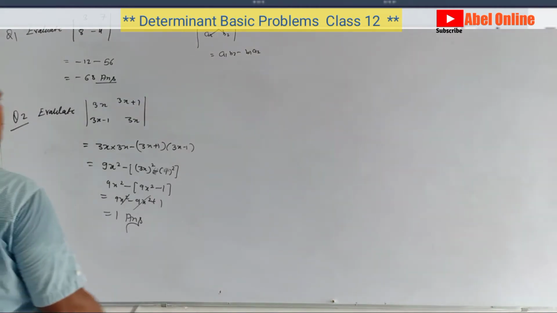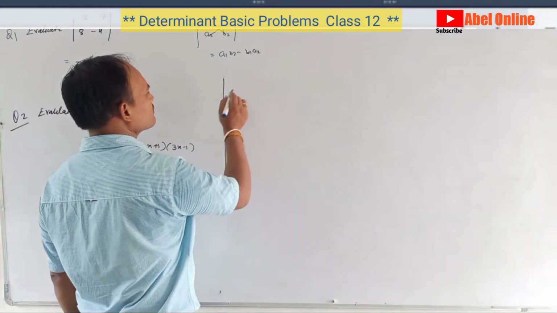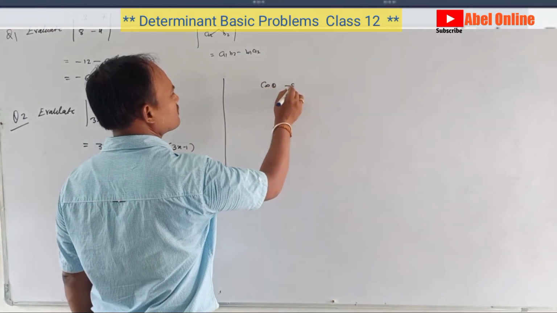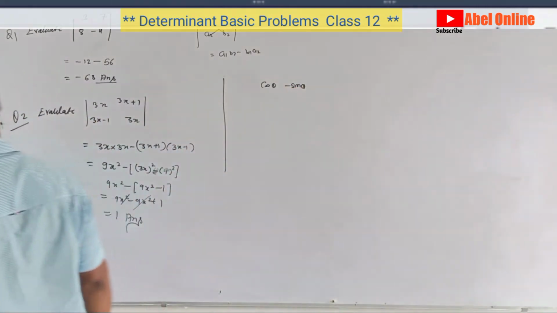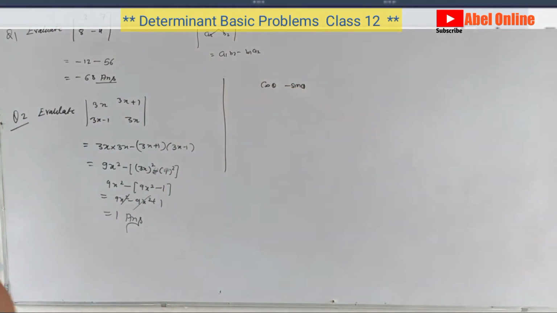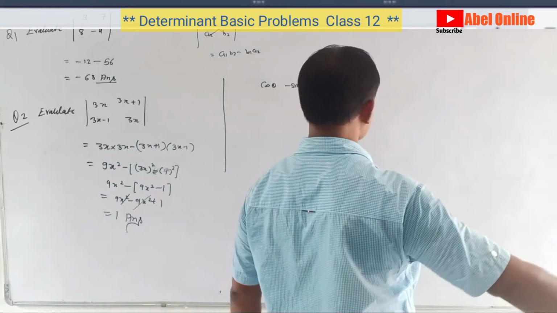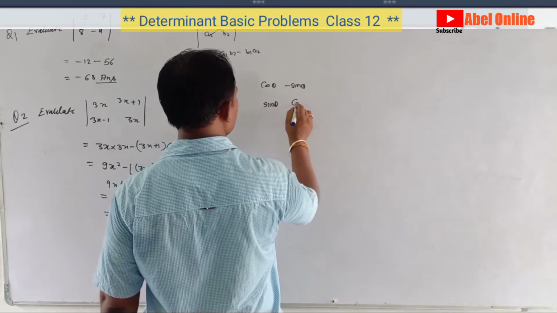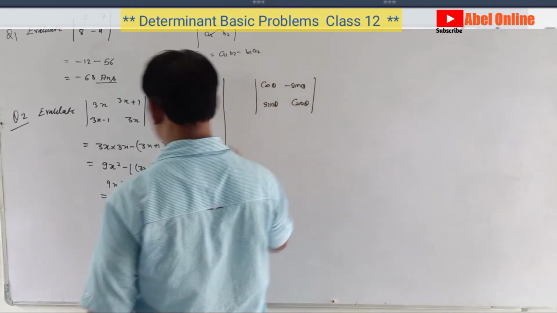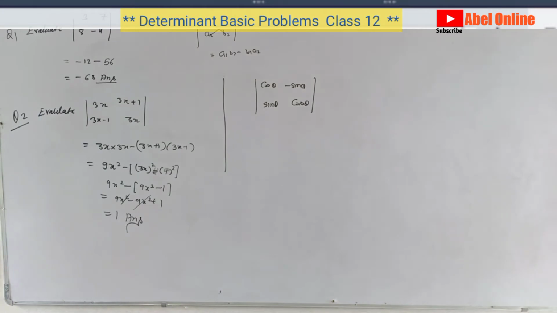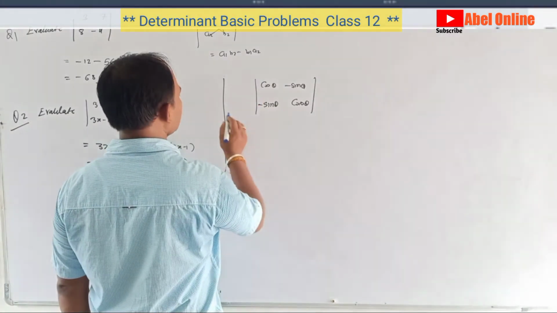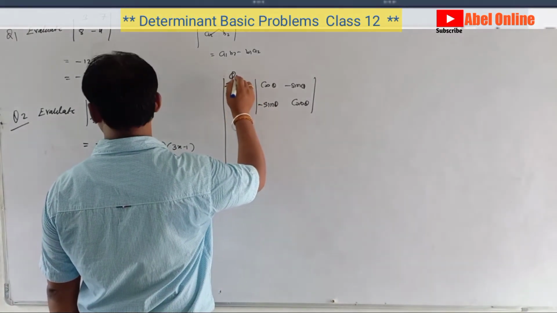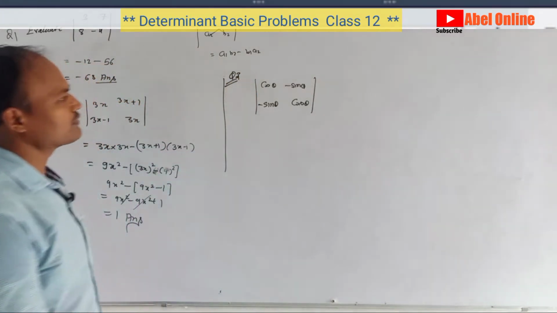Now what is the next question? The next question is cos theta, sin theta, and minus sin theta, cos theta. So here it is sin theta, here it is cos theta, and we have to find the value. So the question is the same. Question number 3, evaluate the value of this.